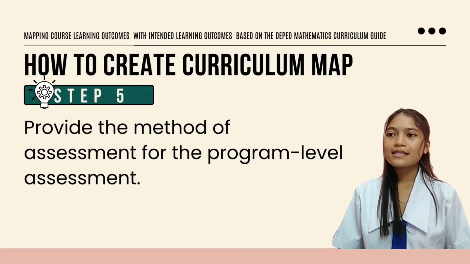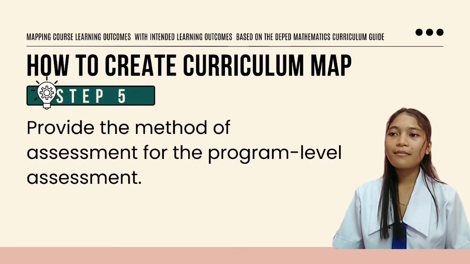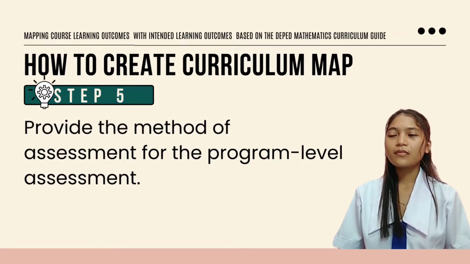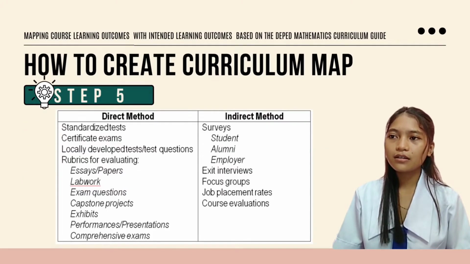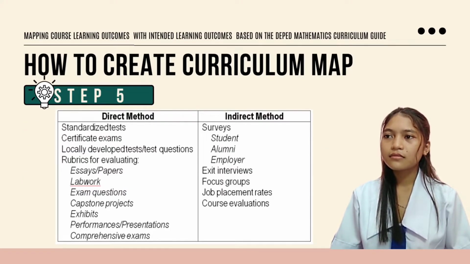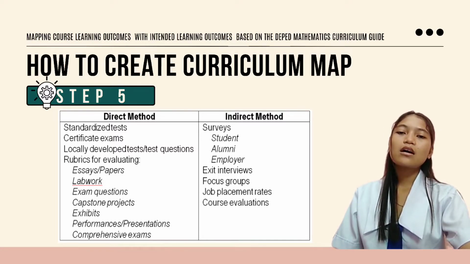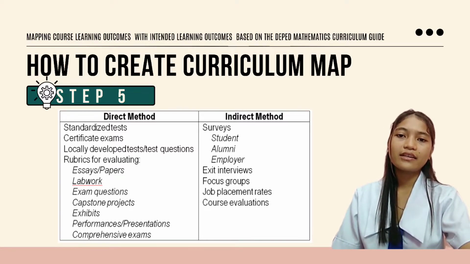So next, step number 5. Provide the method of assessment for the program level assessment. So here in the table, in step 5, we can see that there is a direct method and an indirect method. But first, let us know what a direct method is.